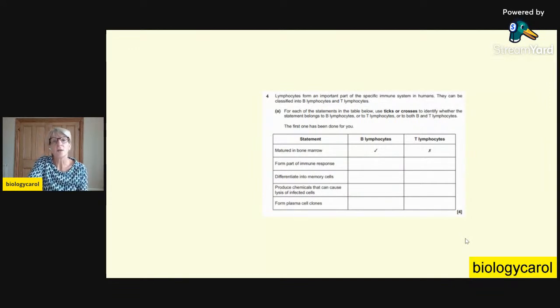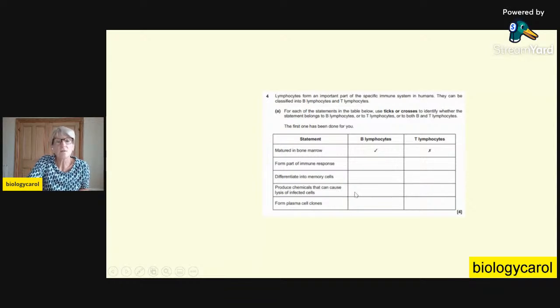Lymphocytes form an important part of the specific immune system in humans, classified into B and T lymphocytes. Use ticks and crosses to identify whether the statement is true for B lymphocytes, T lymphocytes, or both. First one has been done. Forms part of the immune response. Absolutely, ticks for both of them. Differentiates into memory cells. Both of them differentiate into memory cells.